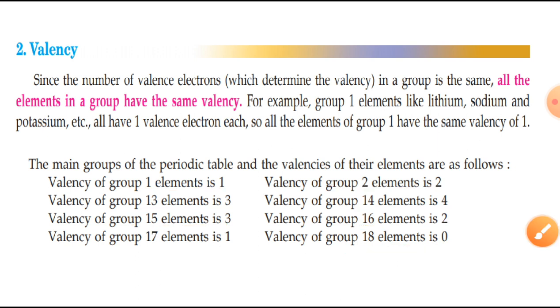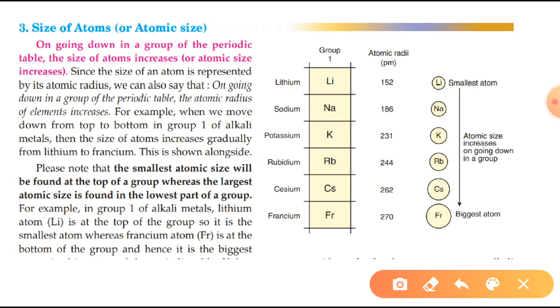Now let's talk about the next property, the size of an atom. So students, while going down in a group, the size of the atom increases. Have a look. This is lithium, sodium, potassium, rubidium, cesium and francium. These are the elements of the first group known as alkali metals. Now you can see that their size is increasing as we move down the group.